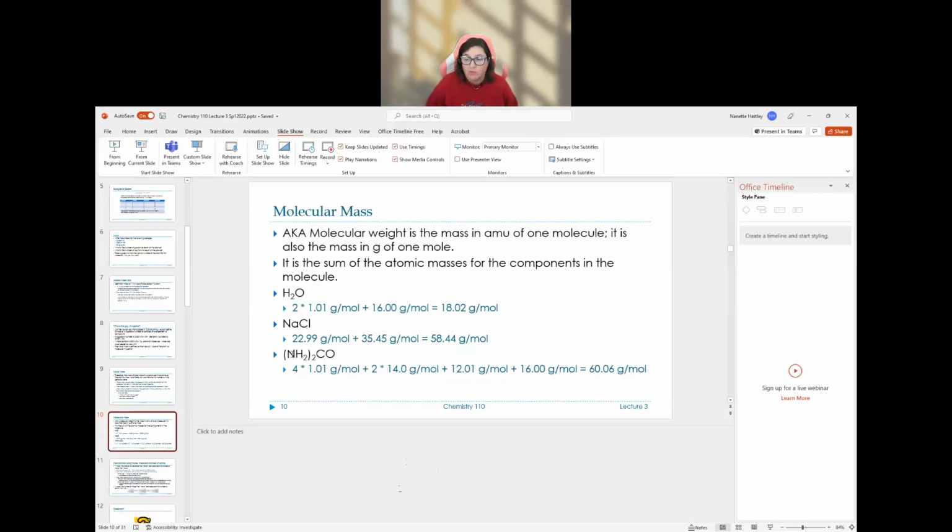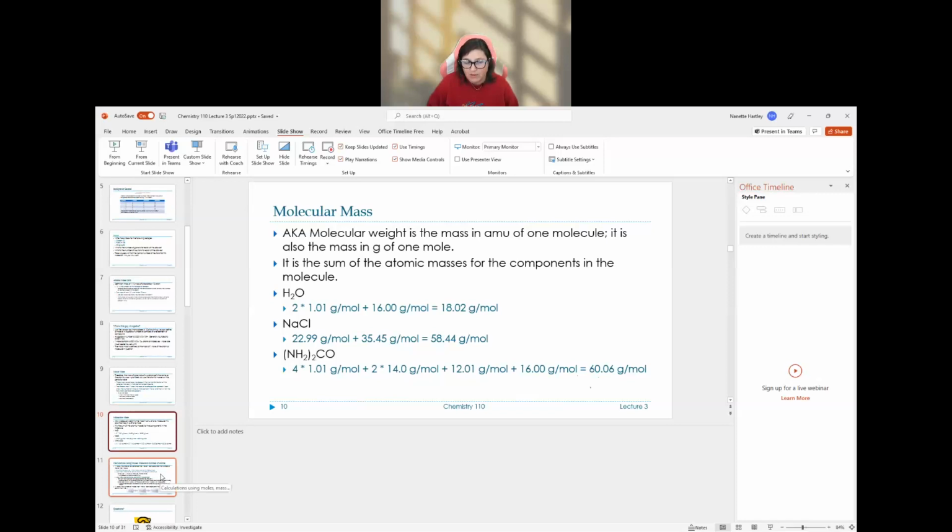So (NH2)2CO. Remember that we have to distribute this 2 to the N and the H. So it's actually N2H4CO. So 4 times hydrogen, 1.01 grams per mole, plus 2 times the nitrogen, 14.0 grams per mole, plus carbon, 12.01 grams per mole, plus the oxygen, 16.0 grams per mole. And that gives me 60.06 grams per mole, or AMU. Okay? So that's how we find it for a molecule.